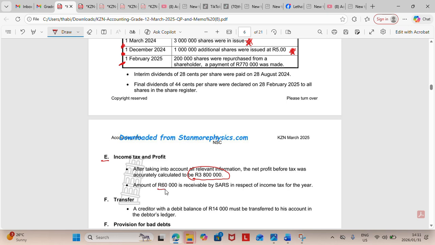Amount of 60,000 is receivable by SARS in respect of income tax for the year. It is receivable by SARS. It means now we need to take it away from our net profit before tax. SARS must get 60,000. If they are saying receivable, it means SARS must get a portion from our profit if it is receivable by SARS.